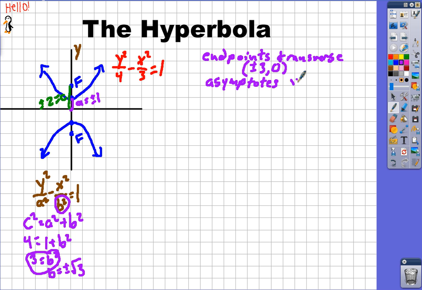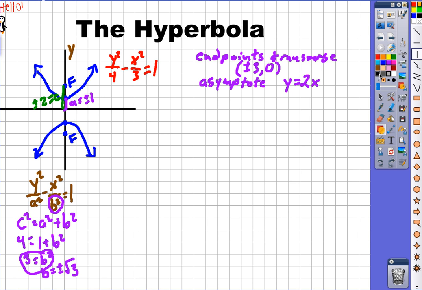And the asymptotes in this case are, they're only going to tell us one, so scratch that, we'll get rid of the s. And y equals 2x. So what have they told us?